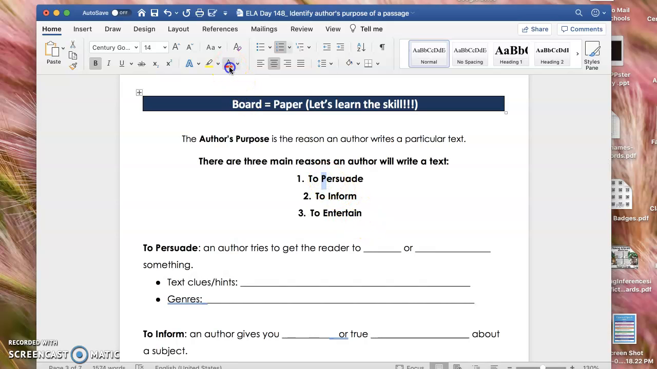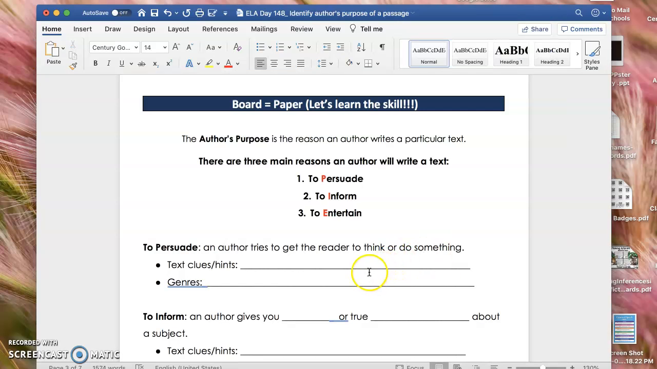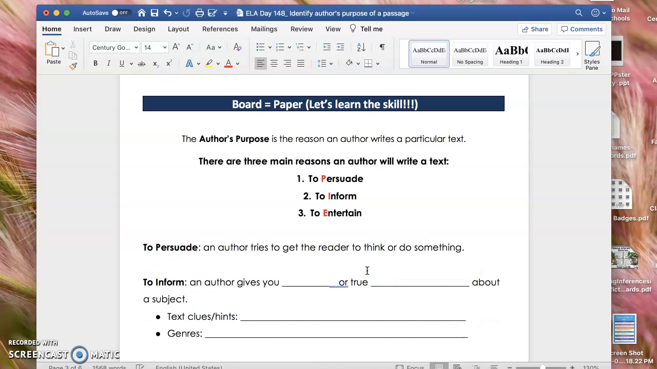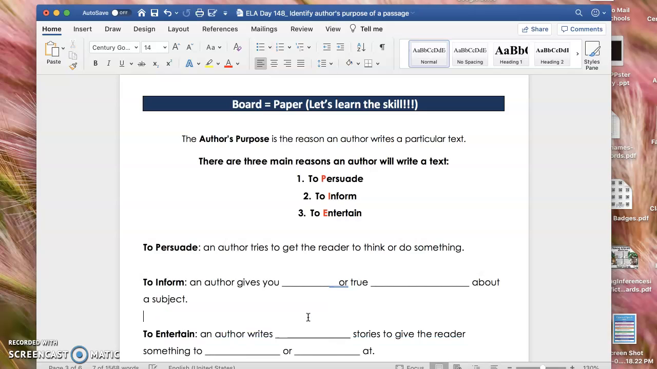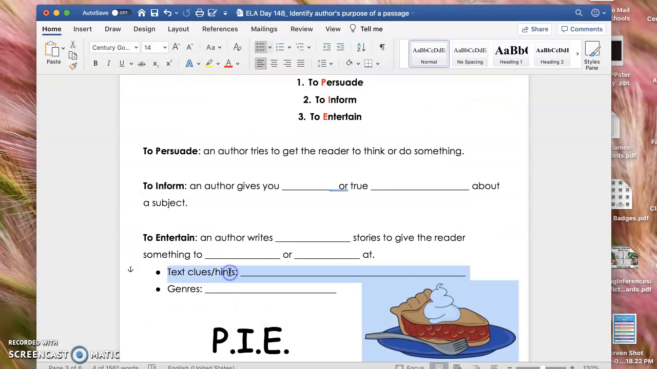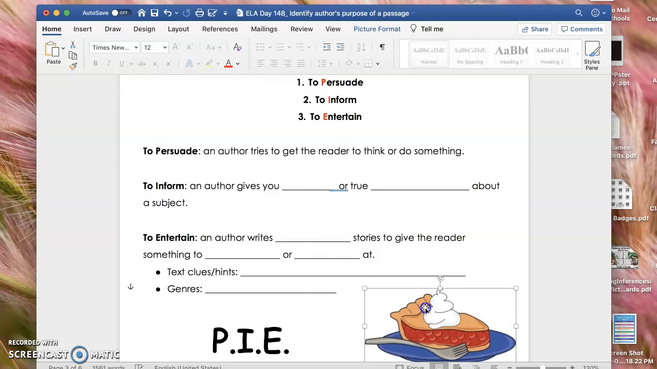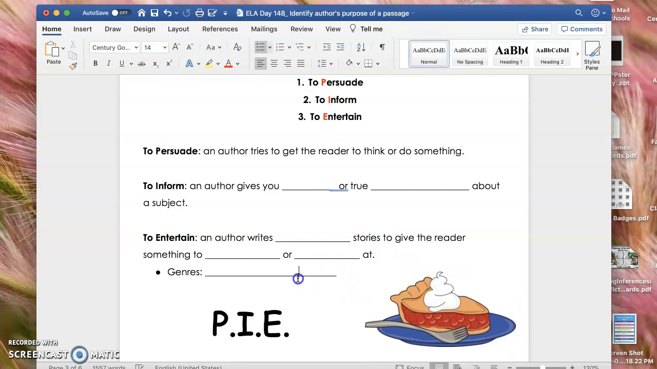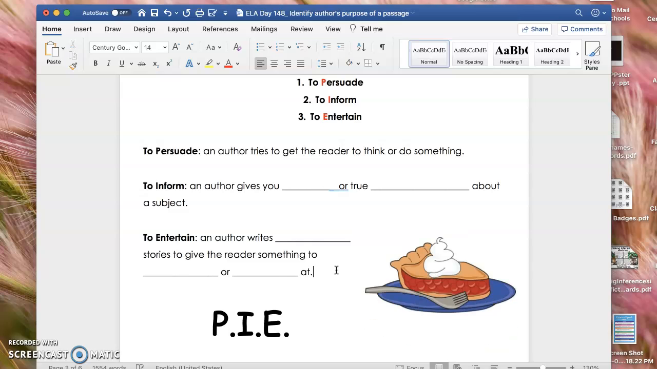Okay? And I like to highlight these so that you can actually see how it spells out the word pie. Okay? All right, so to persuade, this is pretty much review because we've already gone over this. When an author tries to get the reader to think or do something. I'm actually going to cut this out because I don't honestly think we need this anymore. If you are confused and you want to go back to what the text hints and clues are, you can go back to our previous lessons. But I honestly don't think we need this anymore. We're pretty much just reviewing what these are.